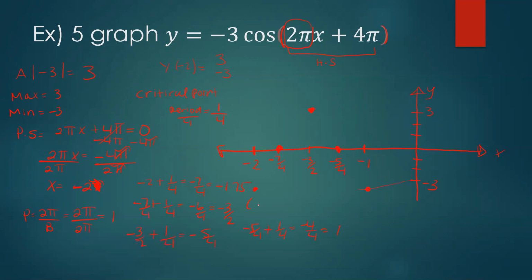If you want, I can write the points. So this is -2, -3. This is -7/4, 0. This is going to be -3/2, 3. This is -5/4, 0. And then this point here is going to be -1, -3. Okay, so that's how you do that. This is what your graph is going to look like. This is just one cycle, and I'm not going to draw 2 cycles. So this one had a reflection, and then a horizontal shift of -2.